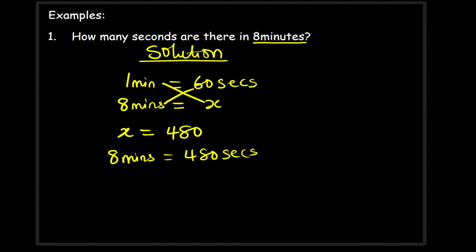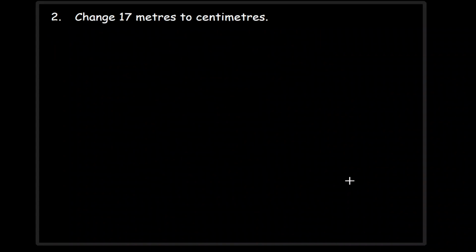Let me recap what I said: in proportion there will always be a relationship first before you can find what you are looking for. The relationship can come from the standard relationships, or you may be given the relationship in the question. Okay, so let's move to number two.